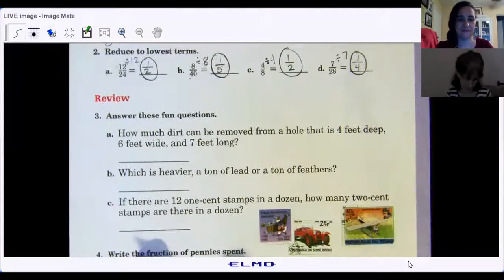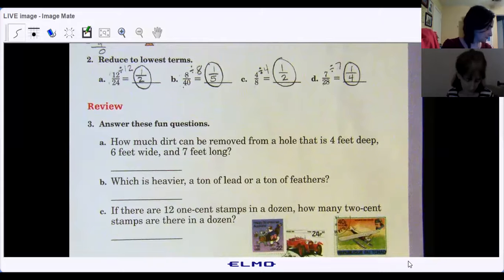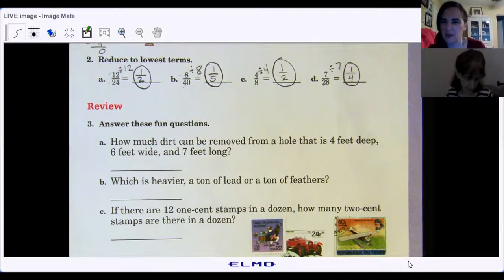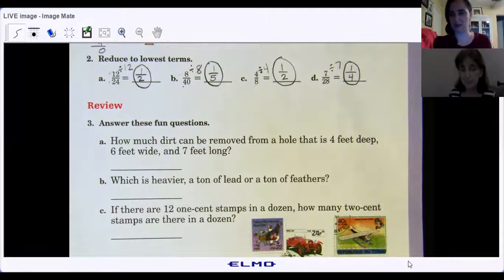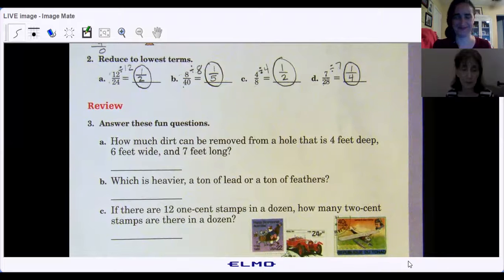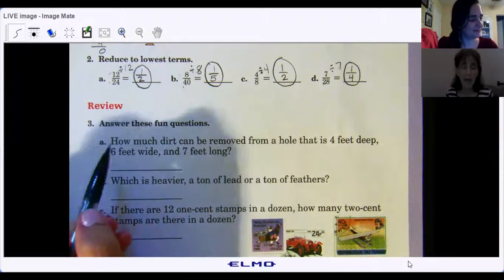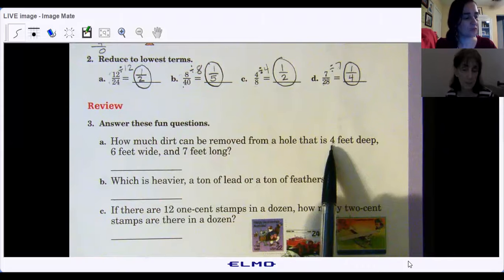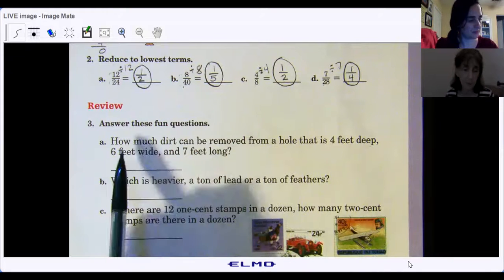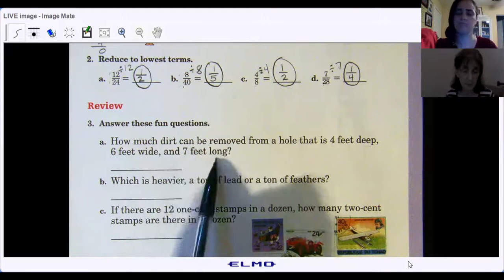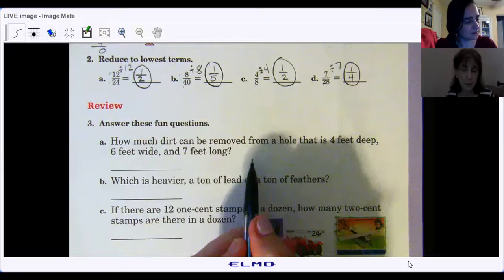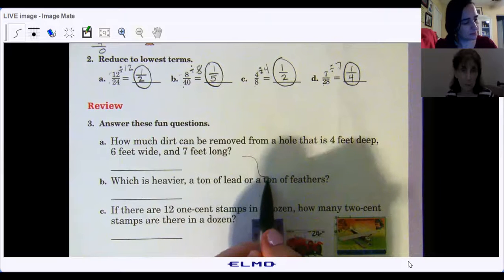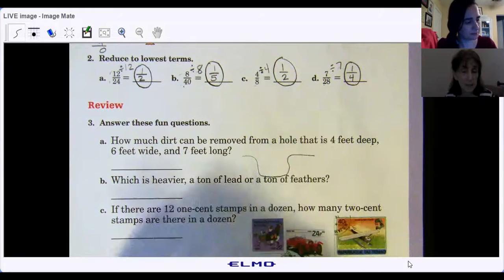Okay, let's go down to, this is really fun. These problems are really fun. Kind of like riddles. They're riddle math problems, really, if you can figure it out. All right, letter A, 3A. How much dirt can be removed from a hole that is 4 feet deep, 6 feet wide, and 7 feet long? How much dirt can you pull out of a hole? Is there any dirt in a hole?